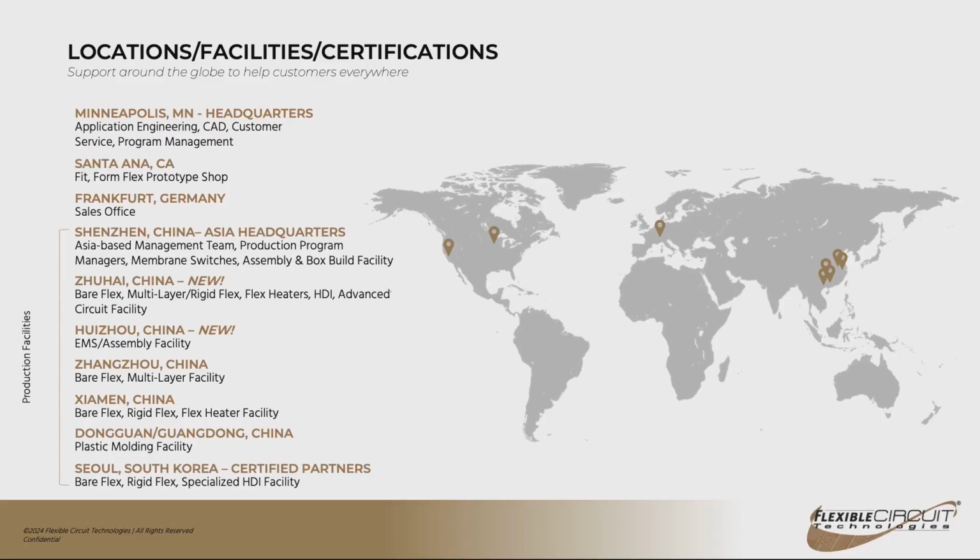We have technical sales support in Europe. And then Shenzhen is our main hub in China, where we have our management team, production program managers, and our assembly facility. And then we have 3 bare flex facilities in Zhuhai, Zhangzhou, China, and Xiamen, China. Zhuhai is our newest 485,000 square foot facility with the latest state-of-the-art equipment. And then Huizhou, China is where we opened in January our new EMS assembly facility. That's an 800,000 square foot facility that we're very excited about.